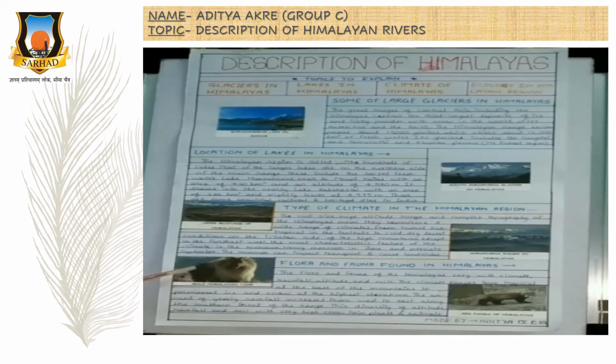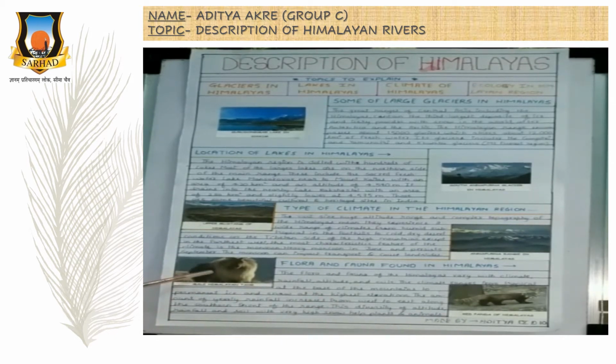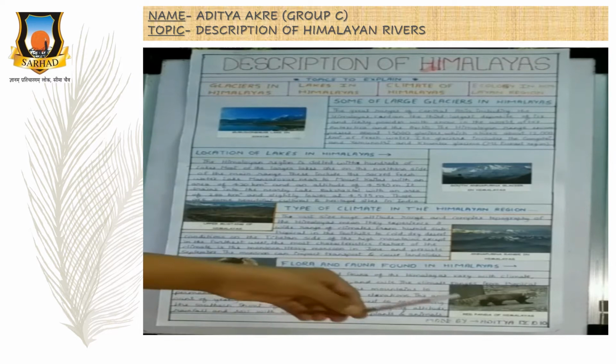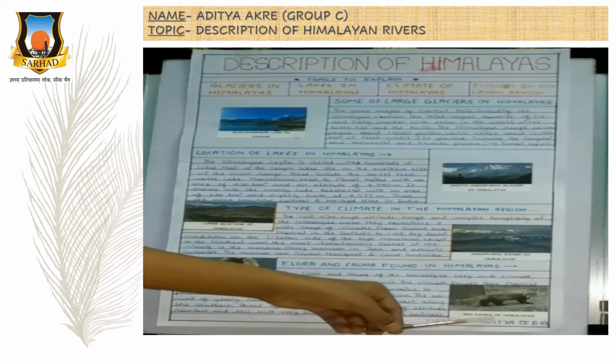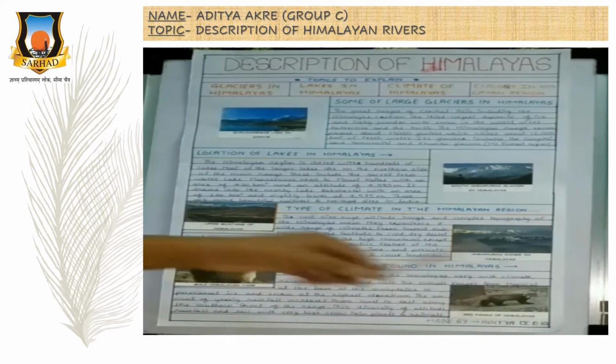This is the picture of a male Himalayan tahr. This is a type of yak. And this is the picture of the red panda of Himalayas, which is a type of fox.